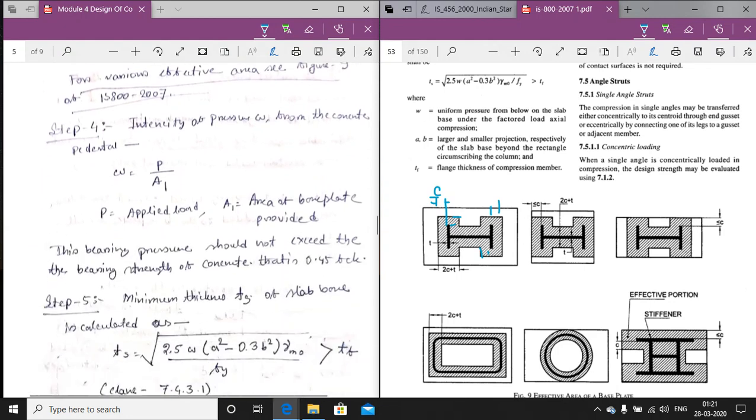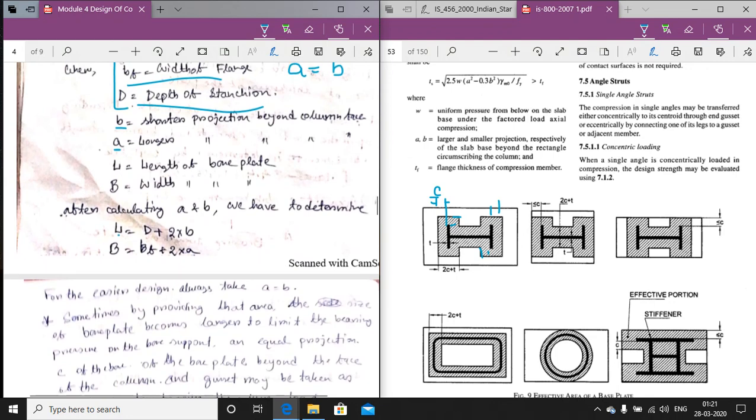Okay, now next is step 4. The intensity of the pressure W from the concrete pedestal is calculated. That means how much pressure, how much reaction force, the concrete member is giving will be calculated by this formula. W, that is the bearing pressure, will be P, the applied load, divided by A1, the area of the base plate provided. That means L and B we have calculated.